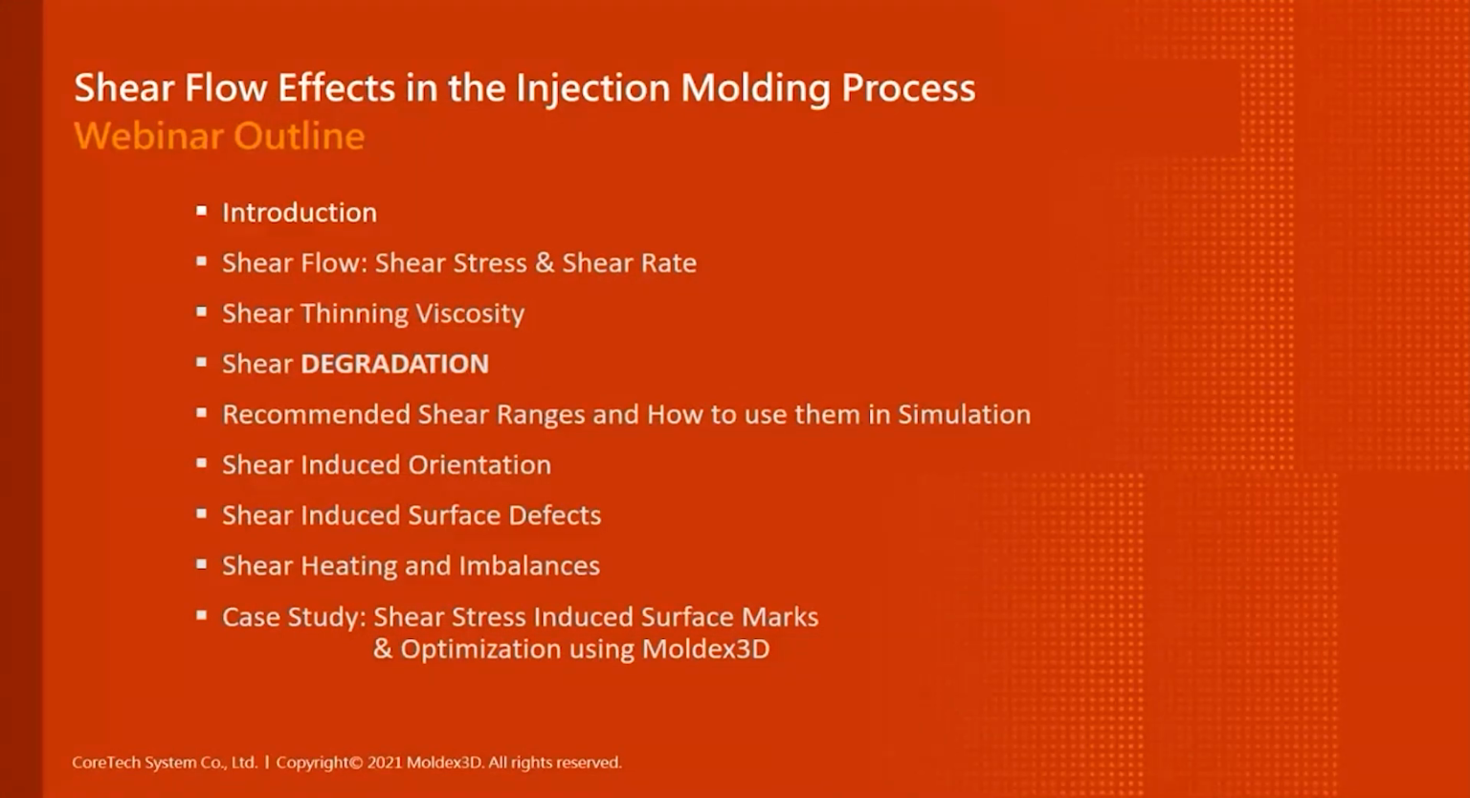We're going to go over a quick introduction of Moldex3D. We're not going to spend too much time on it, and then mostly focus on shear degradation, shear thinning, the viscosity effects, what shear stress and shear rate are, and how you can evaluate them through Moldex3D. We're going to cover some recommended shear ranges and how to use them inside simulation and when you are interpreting some results. Shear-induced orientation. We're going to look at various defects, flow marks, tiger stripes, and also cover a case study towards the end. So that's the typical flow of our talk today.